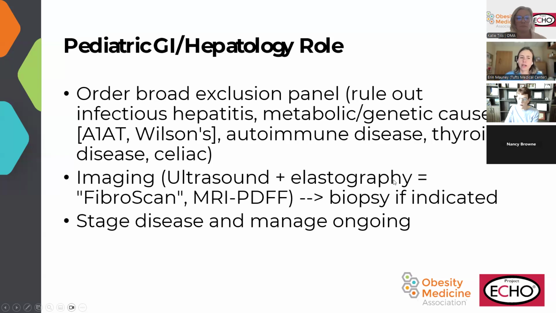So when they come to us, our role is to order this broad exclusion panel. And as I mentioned, ruling out some of those other causes that might be to blame for the elevated ALT, including metabolic, genetic, infectious, autoimmune, thyroid disease, celiac. Whatever hasn't been done at the PCP, we'll pick it up and go from there.